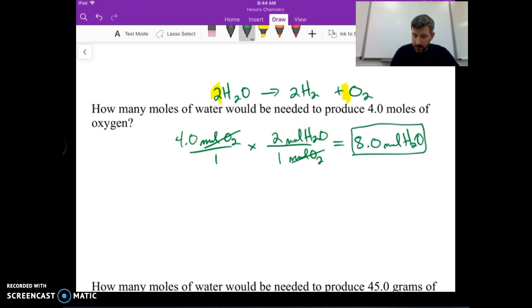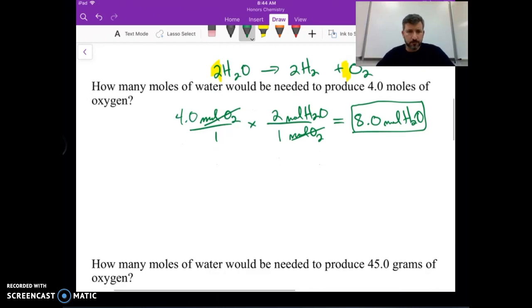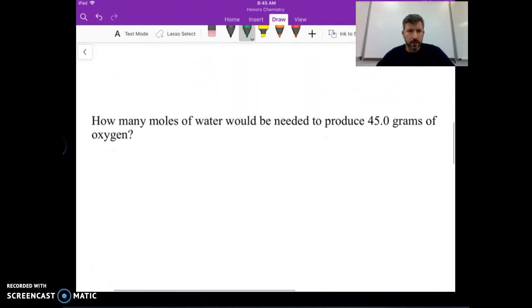And does that make sense? Would I need twice as many moles of water as I'm producing moles of oxygen? Yeah, because there's a 1 in front of oxygen, there's a 2 in front of water. So let's go ahead and move on to another problem.